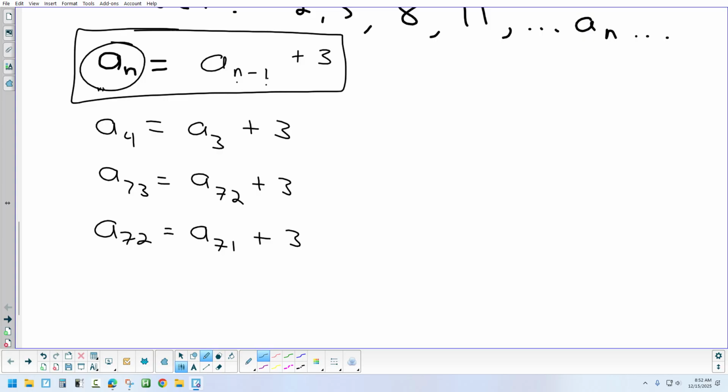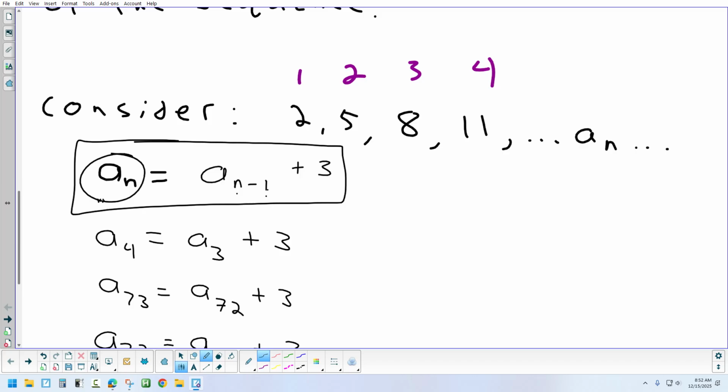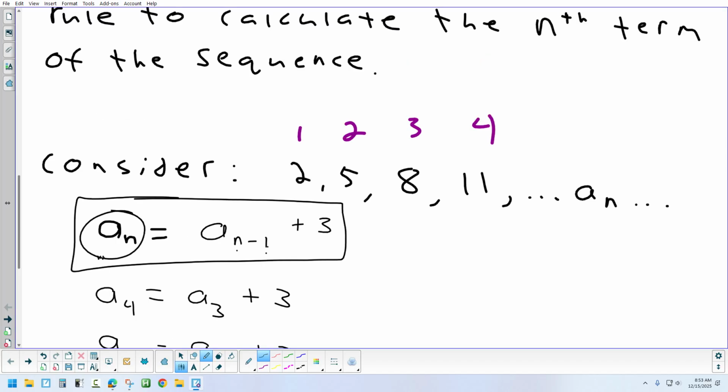The problem with this formula is it depends on the one before it plus 3. So if you don't know the one before it, that formula isn't very helpful. But it is a formula. It's just not that useful. Let's look at it a different way.